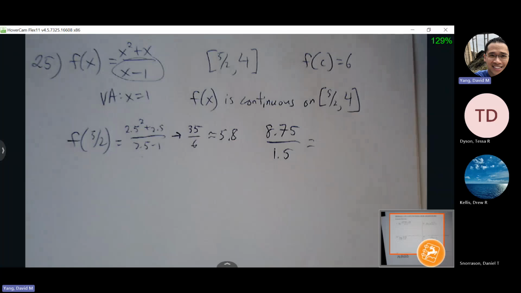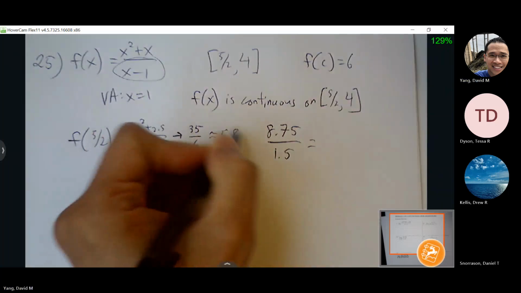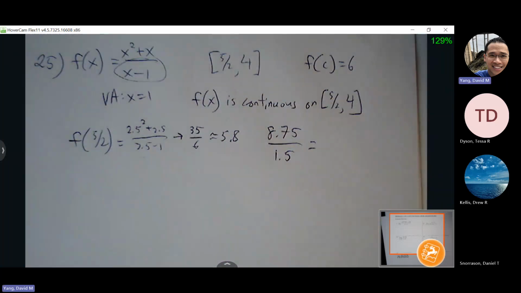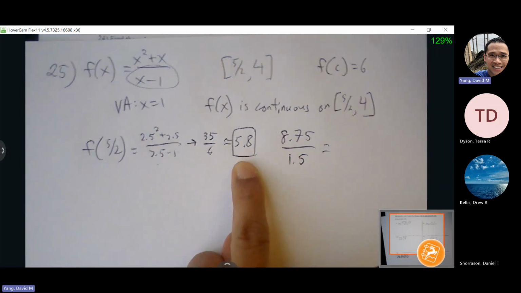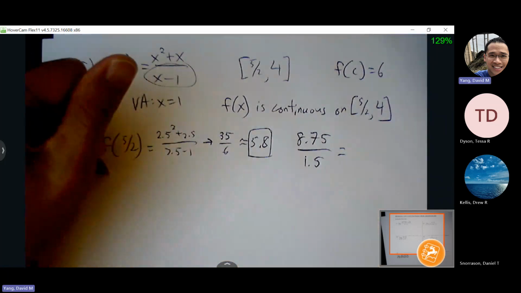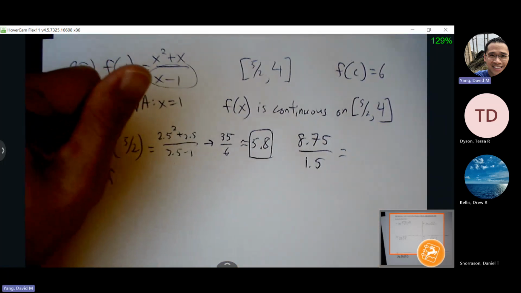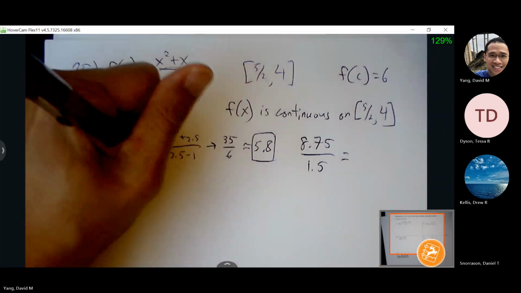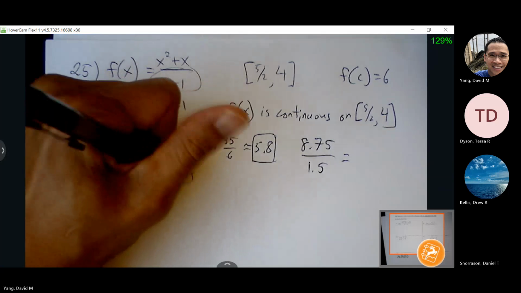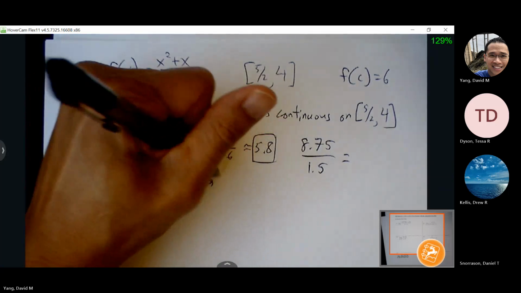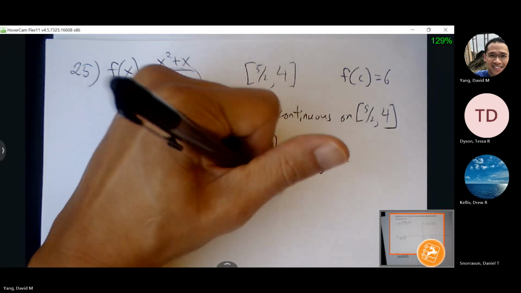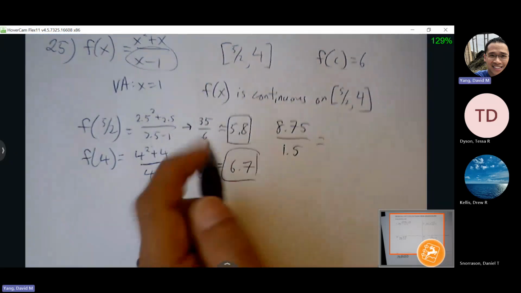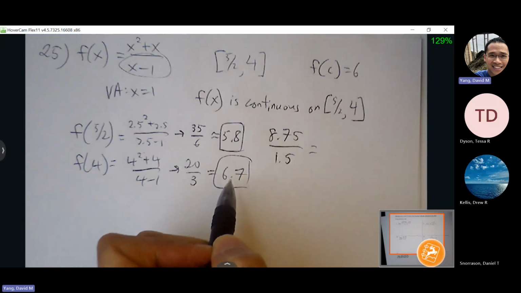But you don't have to worry about doing these messy decimals on the test. Okay. But it ends up being around 5.8. That's what I want us to know. Okay, f of 4. Okay, so let's just say that we're able to get to these numbers.